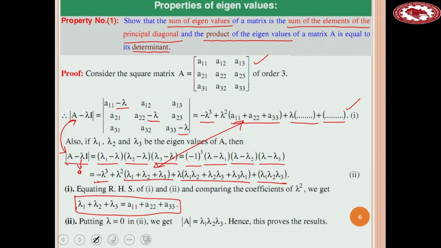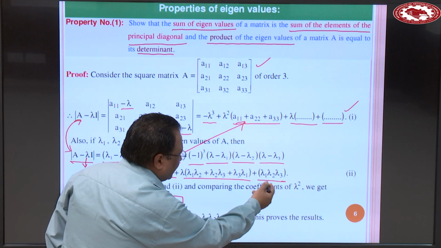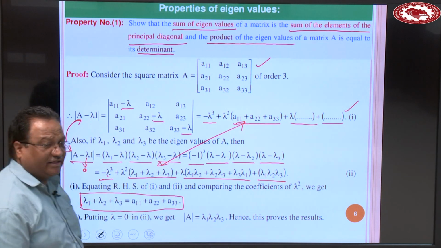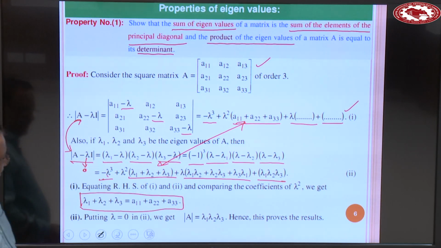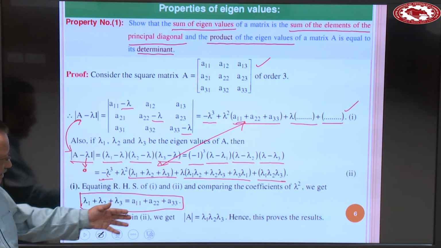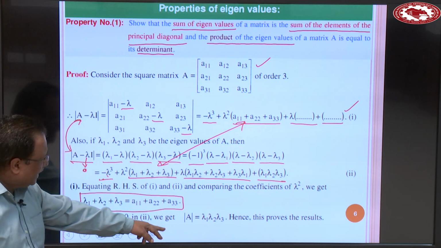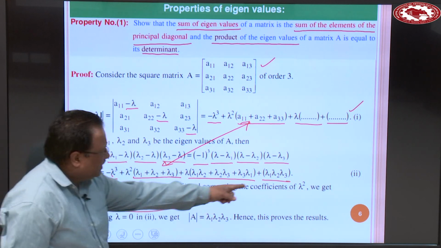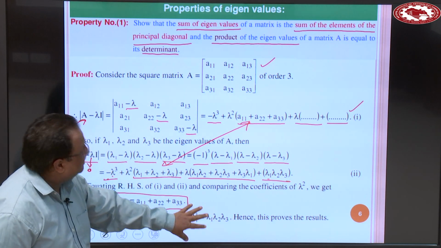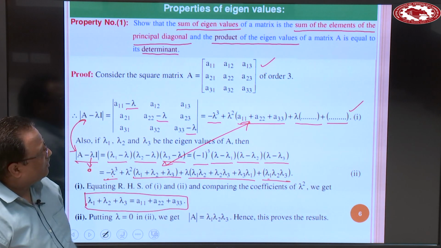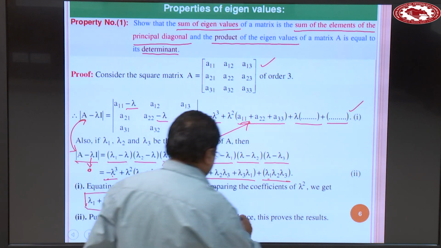Now, lambda is equal to 0 means this term is 0, this term is 0, this term is 0, and we get only lambda 1, lambda 2, lambda 3. So, putting lambda equal to 0 here, we get determinant A is equal to only this term, lambda 1 lambda 2 lambda 3, and this is nothing but the product of the eigenvalues of A is equal to its determinant, and this completes the result.